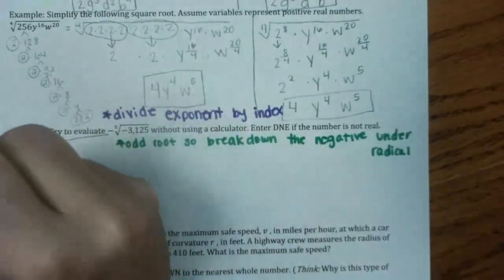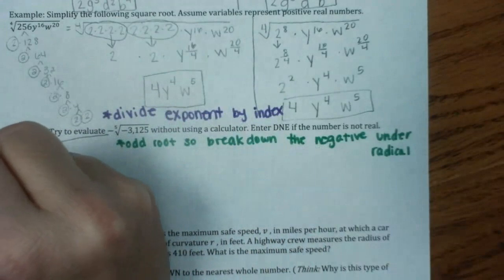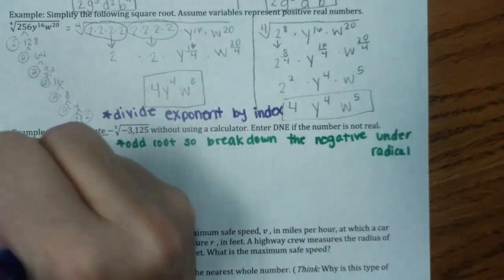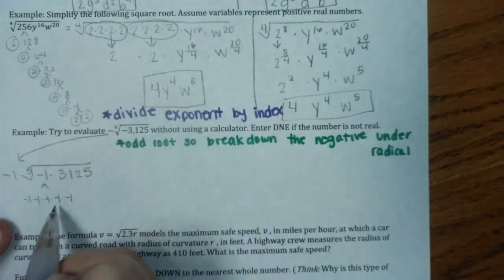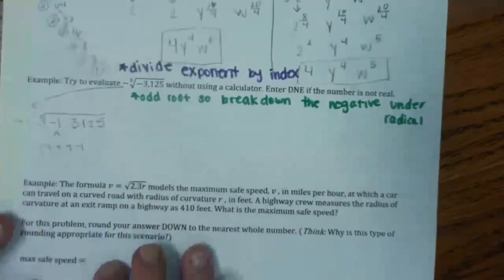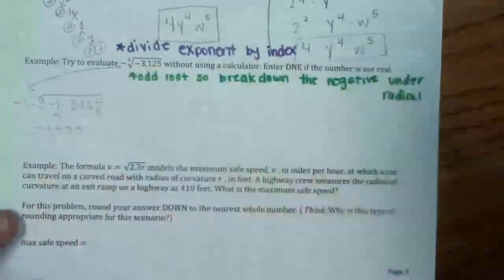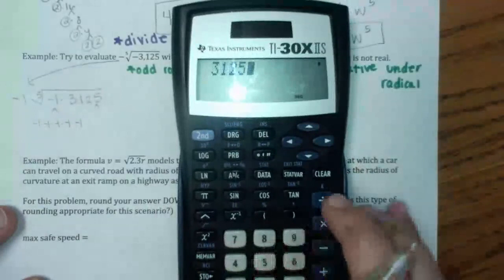We know it's negative 1. Fifth root, so negative 1 5 times. 1, 2, 3, 4, 5. Because negative 1 times negative 1 times negative 1 times negative 1 times negative 1 is still negative 1. So now we have 3,125.